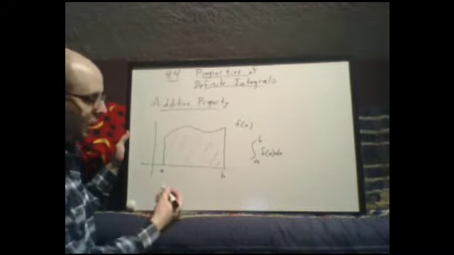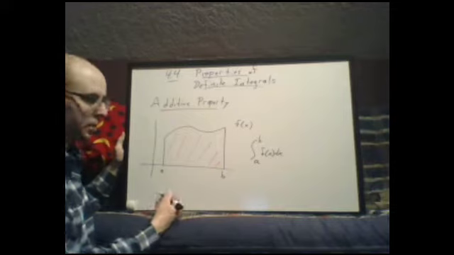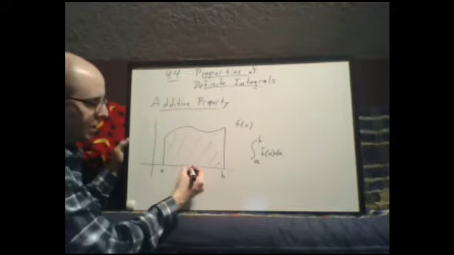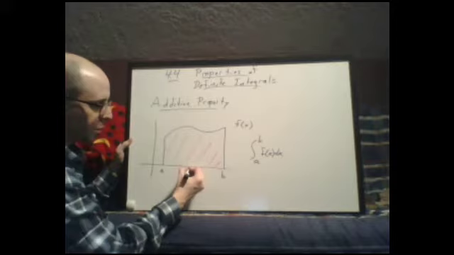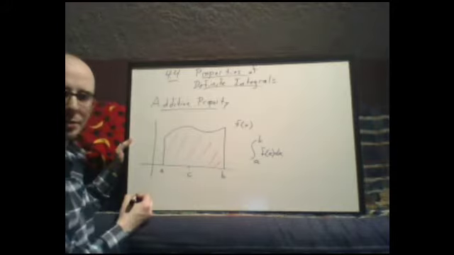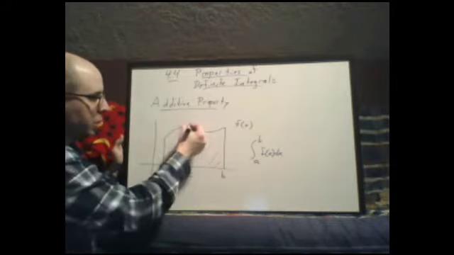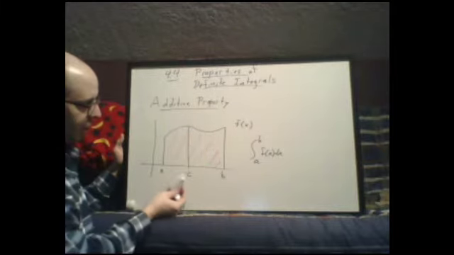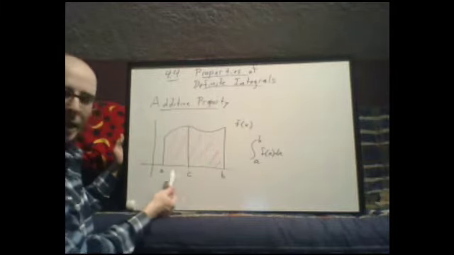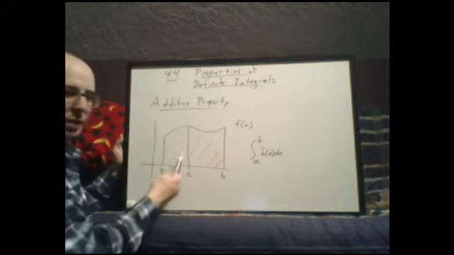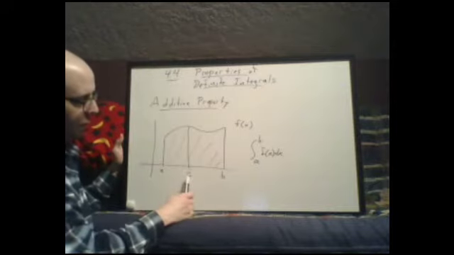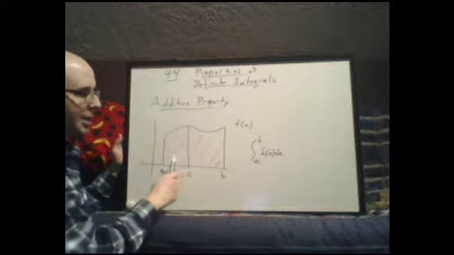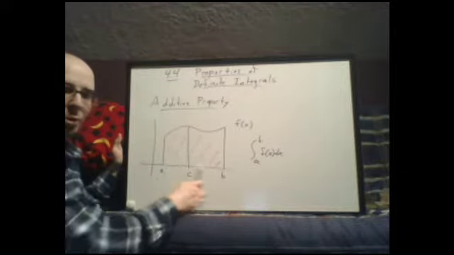Now suppose I picked another x value, and just to make the picture easy, let's suppose we have a third x value that's somewhere in between, and call that c. Then I could split my region at c. So I'd go from a to c, there's one region, one area, and I go from c to b, there's another area. Together, those two areas give me the total area.